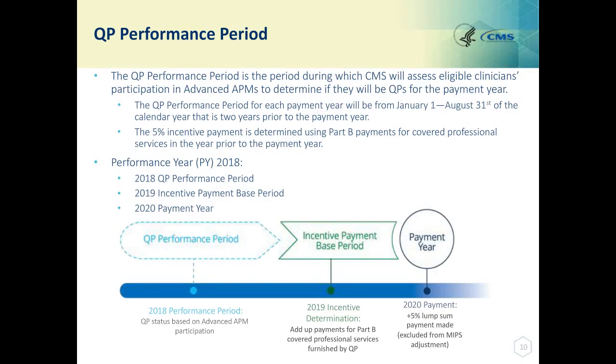And if you meet QP status, you get the 5% incentive payment, which is determined using your Part B payments for covered professional services in the year prior to the payment year. And you'll see here with the graph, you have the QP performance period, the incentive payment base period, and then the payment year. So, for instance, in this graphic, you have 2018 QP performance period, 2019 incentive payment base period, and the 2020 payment year. Next slide.